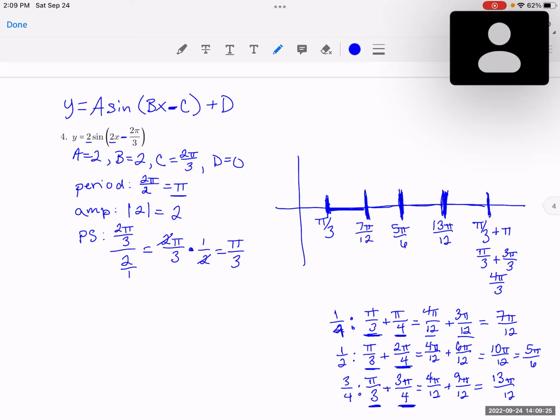So here's where we're going to start our wave at pi over 3. We're going to end our wave at 4 pi over 3. Our amplitude is 2, so we're going to bounce up 2 from our baseline, and we're going to bounce down 2 from our baseline. Our base function here is sine, and we don't have to flip it upside down. So that means that the overall shape of our sine is going to stay normal.